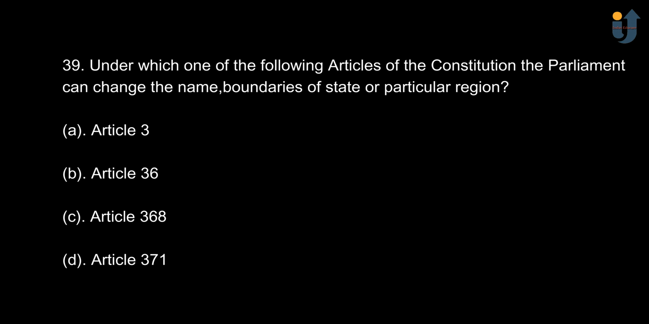Next, under which one of the following articles of the Constitution can the Parliament change the name, boundaries of the state or particular region? Option A, Article 3. Option B, Article 36. Option C, Article 368. And option D is Article 371. The correct option is option A, Article 3.